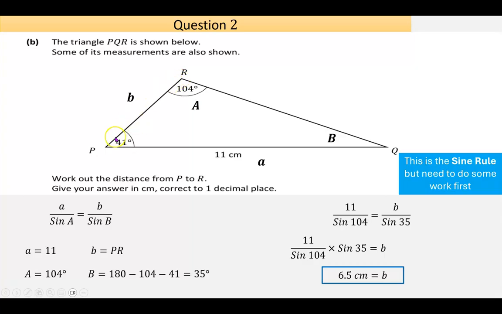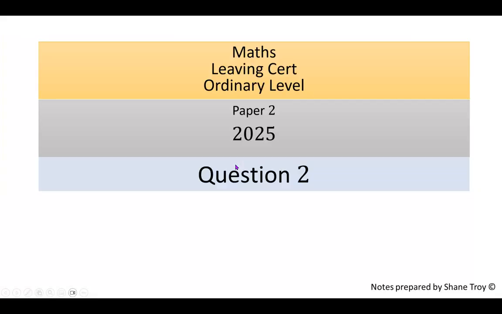If I run it through my BS meter, 6.5 is smaller than 11. 11 has to be the longest side. There's a direct relationship between the angle and the length of the side. So if this is the biggest angle, then this would have the longest side. So my answer is less than 11, so there's no reason for me to be overly suspicious that I've made a calculation error. Now that's the end of question 2.